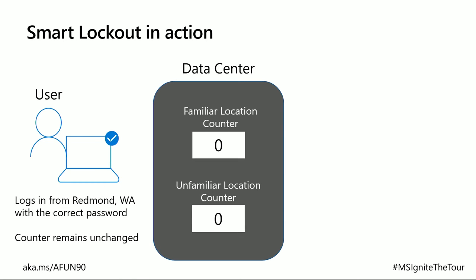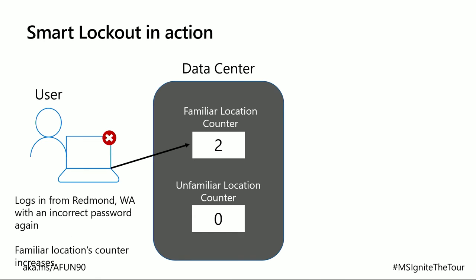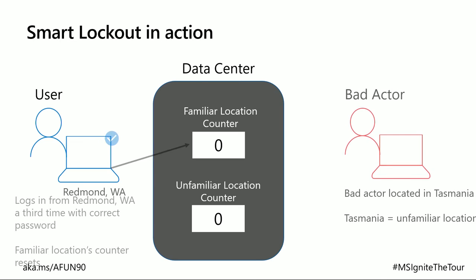If they log in from a known location that's familiar, the familiar counter will stay unchanged. If they log in with the wrong password from that same location, it's going to register that as a failed login attempt. Do that a couple of times and we're upping that counter. Log in the third time with the right password, resets the counter, lets them in. No more Monday typos for you.